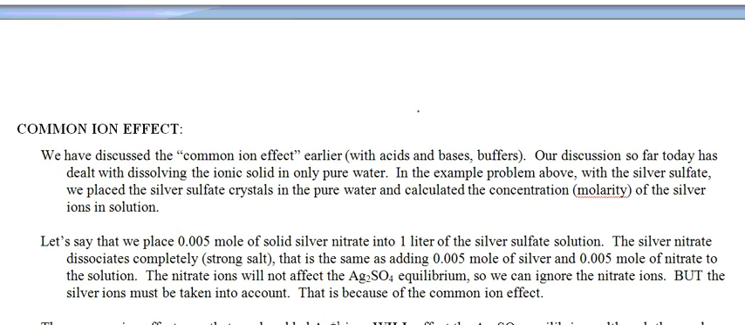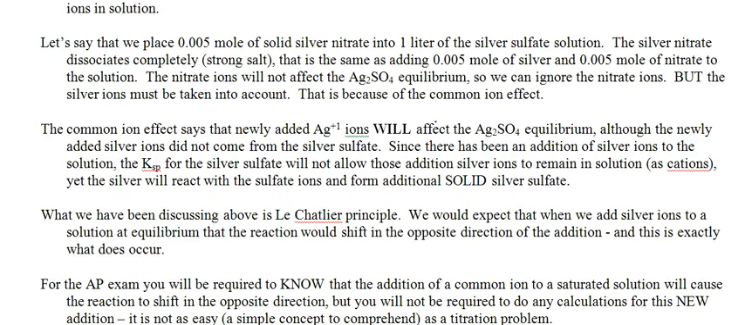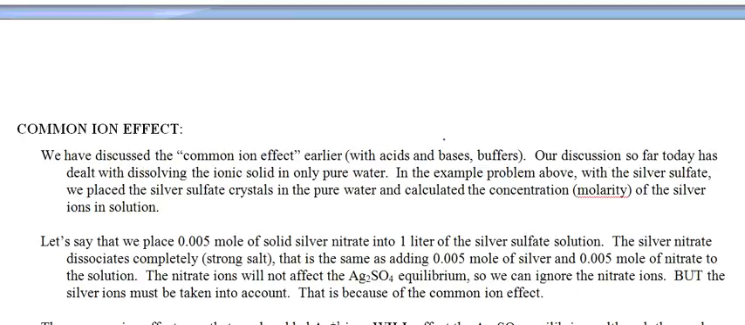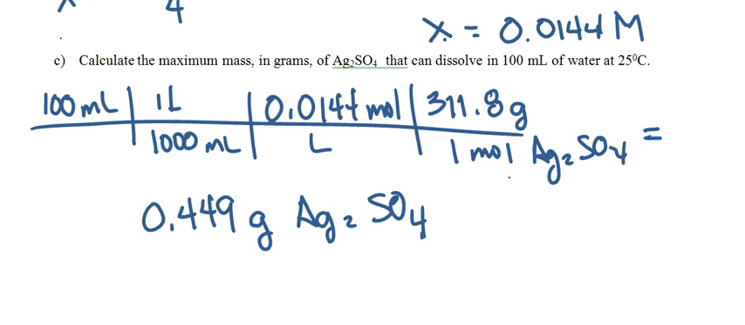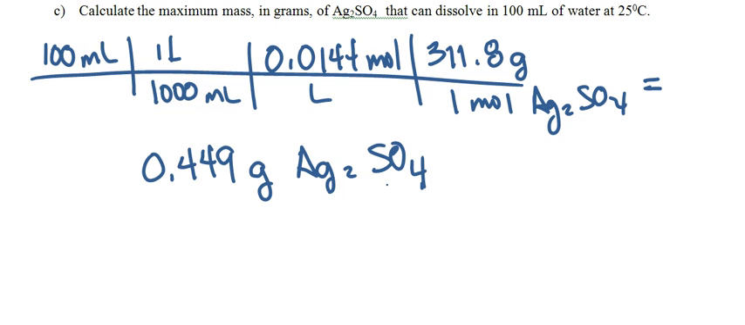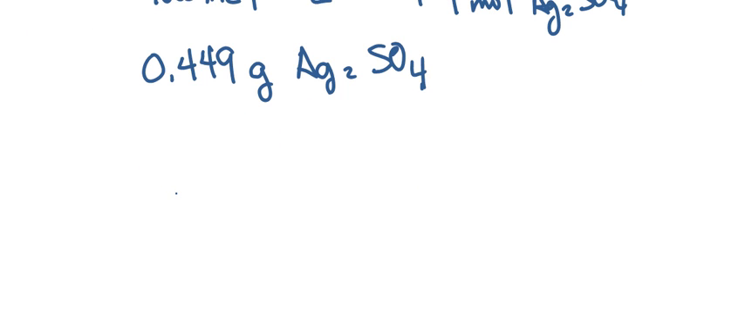I do want to talk about or discuss the common ion effect. Now, we talked about this back when we were doing buffers, which was a while ago, and if you need to review that, I highly recommend it. But when we talk about the common ion effect, and I'll let you read over that, I'll briefly discuss the common ion effect here, and I'll give you a couple scenarios. In the last problem that we just worked out, we calculated that we could dissociate about 0.45 grams of silver sulfate in 100 milliliters of water.